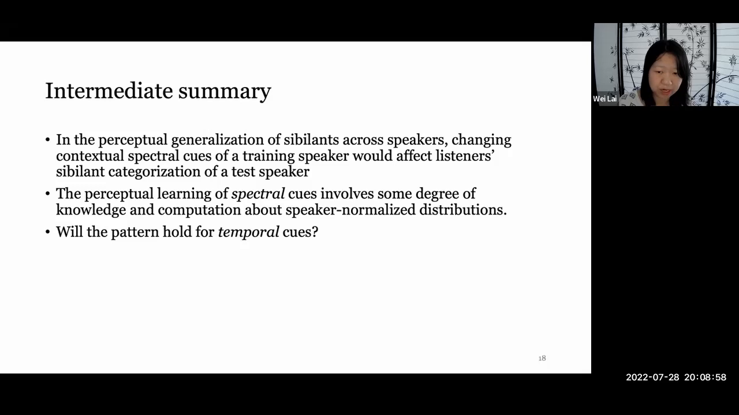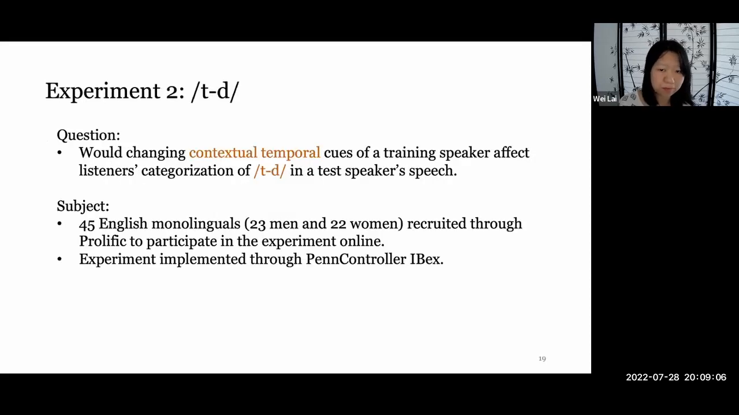And in the next, we'll ask whether this pattern holds for temporal cues, and we will address this question in experiment 2. So experiment 2 investigates TD, and we ask whether changing contextual temporal cues of a training speaker would affect listeners' categorization of TD in a test speaker's speech. Again, 45 participants were recruited to participate in the experiment online.